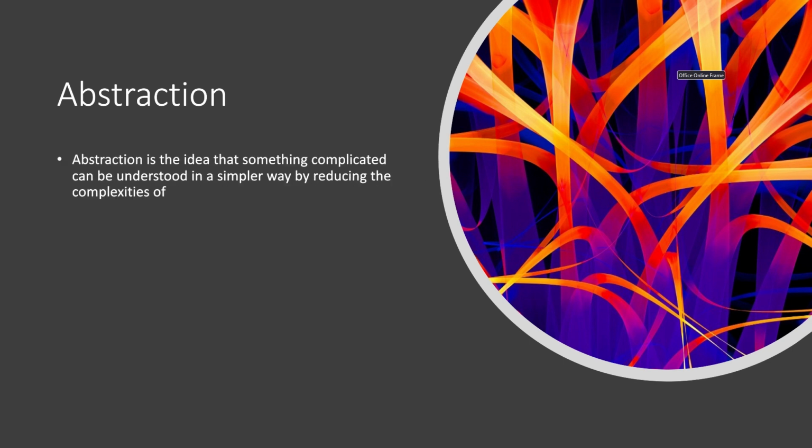Abstraction is taking an idea, concept, or even a program that is complex in nature and breaking it down in a simpler way by reducing those complexities. This can even help programmers cut redundant code out of a program too.